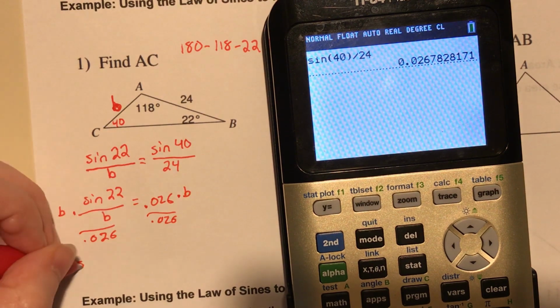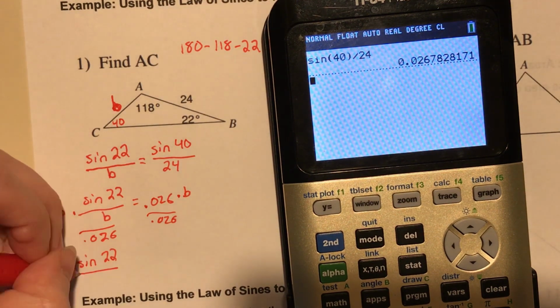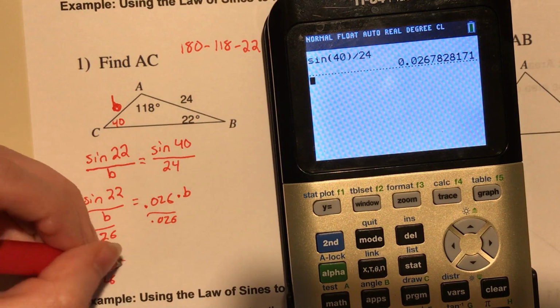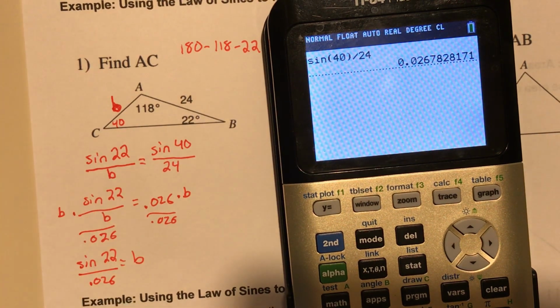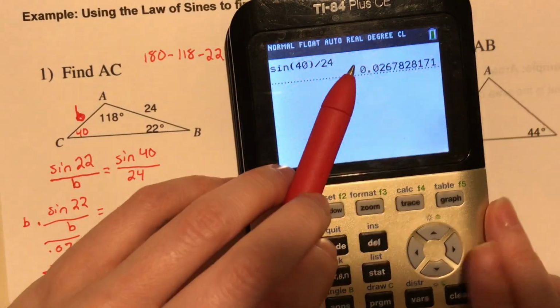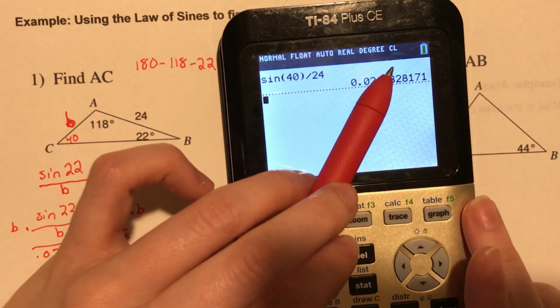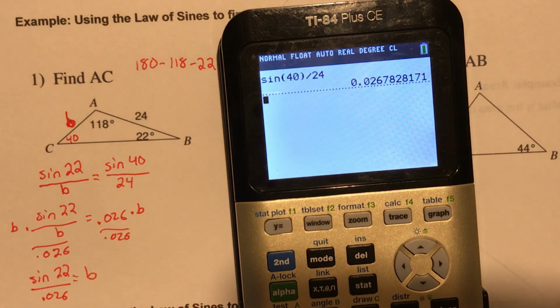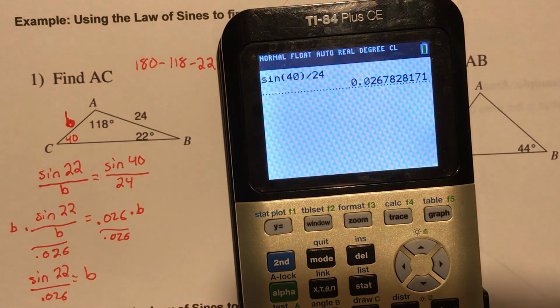And I know now that sine of 22 divided by 0.026 is equal to b, and that's what I'm going to need to find. Now, I'm going to continue using this number, and I would suggest that you do this because these decimals are kind of finicky. Being off by even a couple of thousandths can change your answer dramatically.